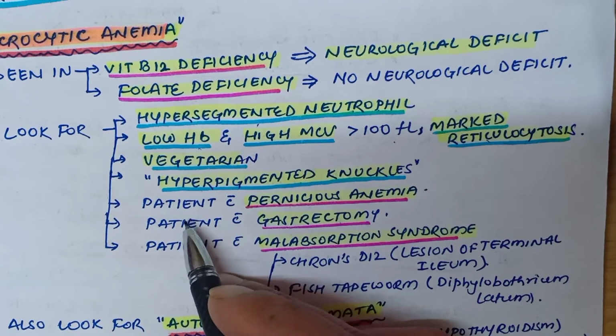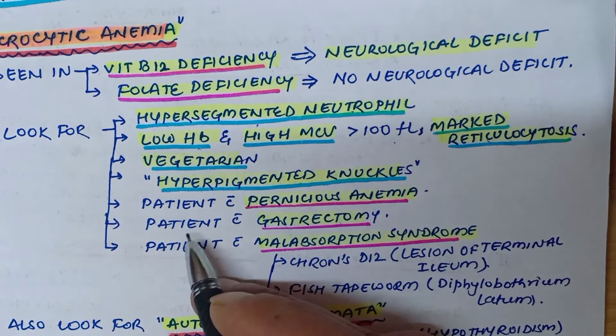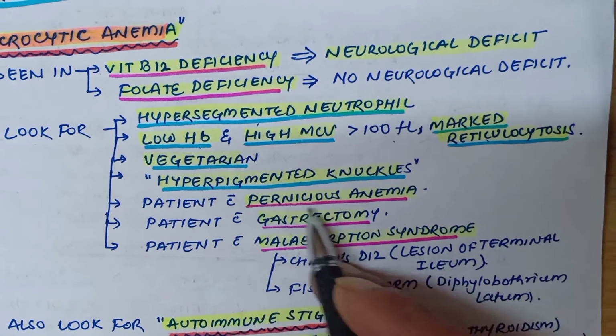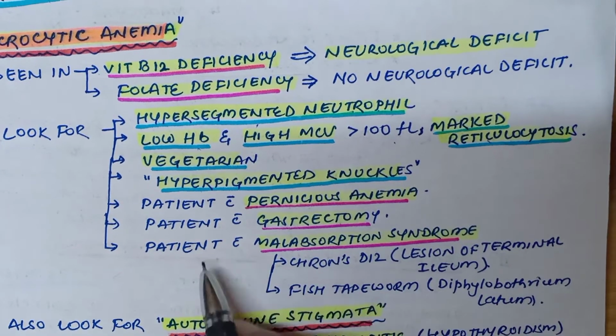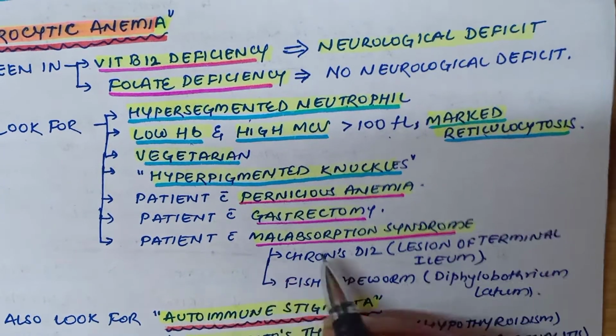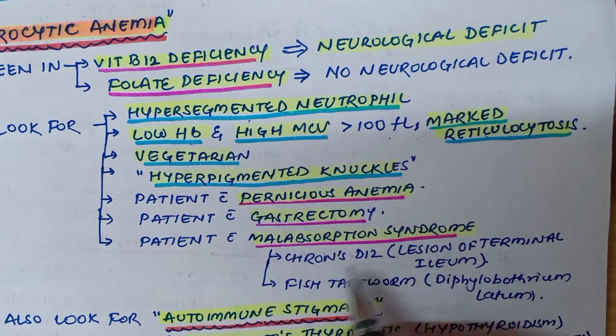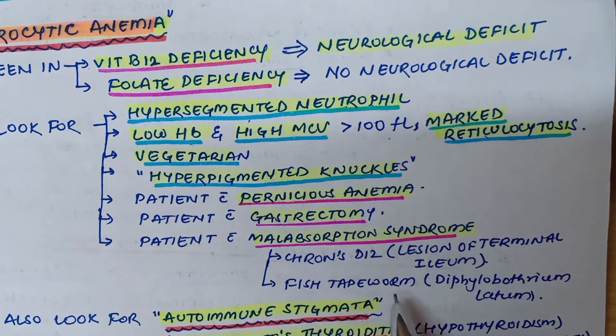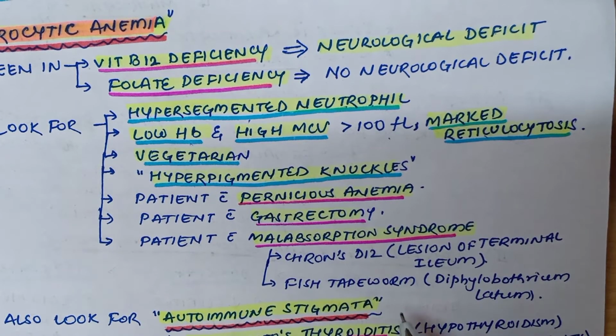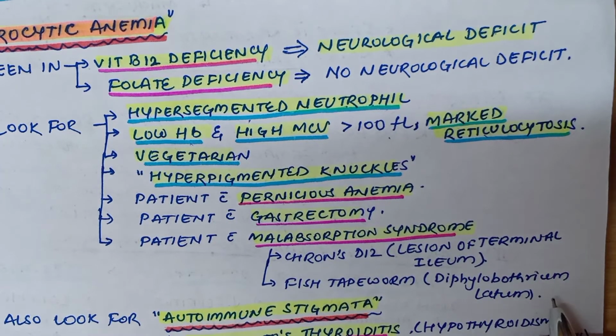And in the question, you have to see if the patient is suffering from pernicious anemia, or if the patient has undergone gastrectomy, or the patient has malabsorption syndrome like Crohn's disease, which is the lesion of terminal ileum, or if there is any history of fish tapeworm, that is Diphyllobothrium latum.